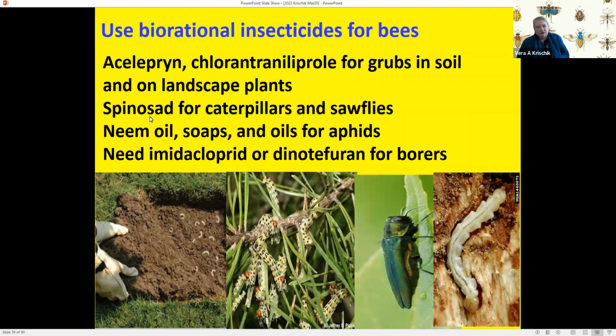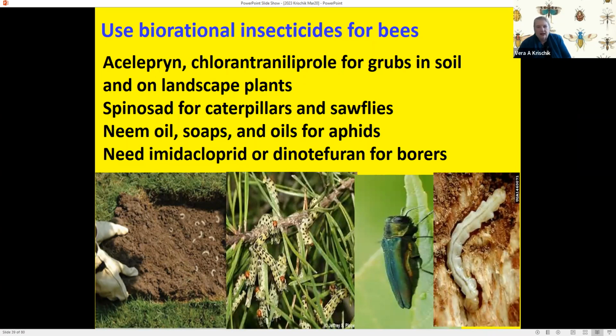Spinosad, we just talked about, is for caterpillars, sawflies, or beetle larvae. Neem oil, soaps, and oils are for anything soft-bodied like aphids or scales. You do need imidacloprid or dinotefuran, those are neonics, when you have borers. When something is like this emerald ash borer and it's inside the bark, there are the larvae. They've taken a cross section so you can see it, but it's hidden in the bark. You can't reach it with any insecticide other than something systemic. Now they use emamectin benzoate more than they use the neonics.